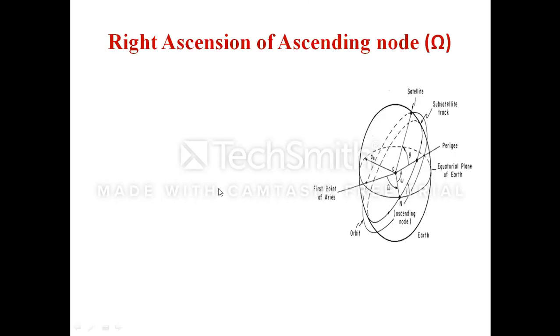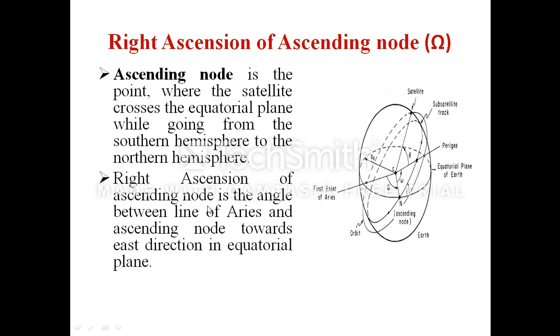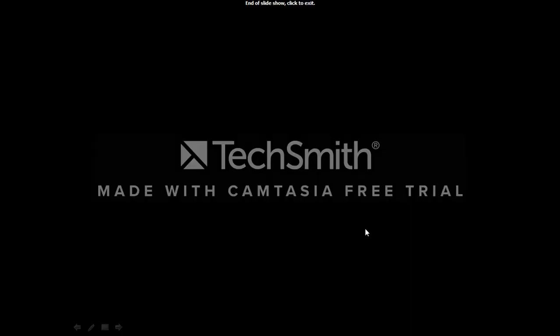Now, last parameter is the right ascension of ascending node. It is denoted by ohm. The ascending node is the point where the satellite crosses the equatorial plane while going from the southern hemisphere to the northern hemisphere. And right ascension of ascending node is the angle between the line of Aries and the ascending node towards the east direction in the equatorial plane. And this Aries is nothing but the vernal equinox. So this right ascension is always measured in the eastern direction.